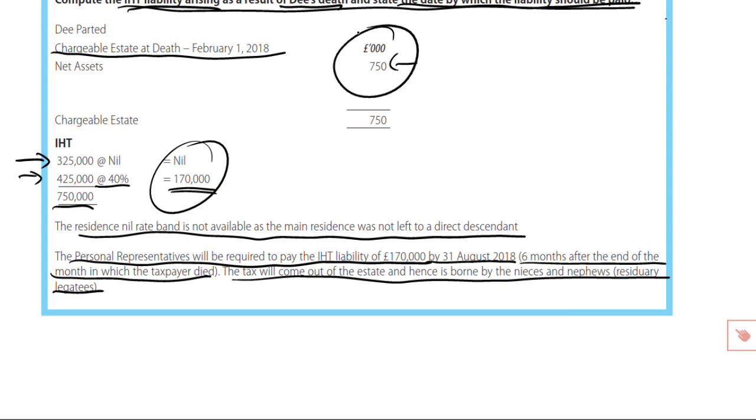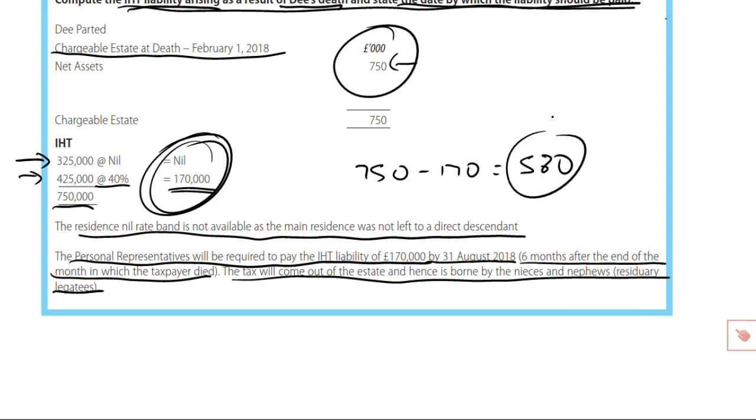So there were assets worth £750,000 left by the deceased, with tax on that coming out of the estate of 170, so 750 minus 170 would be what, £580,000 worth of estate to go to the nieces and nephews. Personal representatives pay the tax, leaving a balance after tax of, I think if my mental arithmetic is right, £580,000 to go to the nieces and nephews, the beneficiaries there.